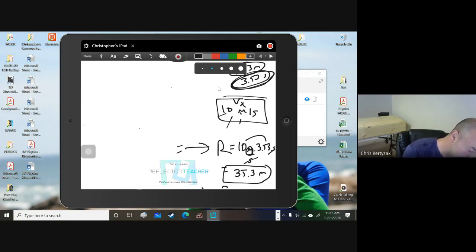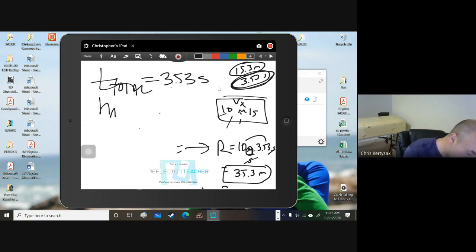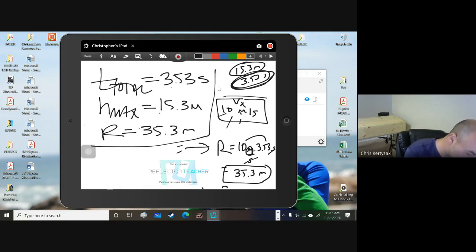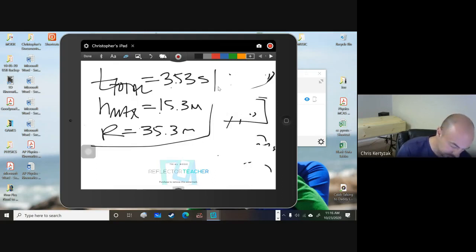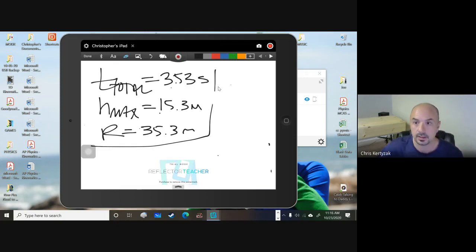So let's just see. We have the total time in the air was 3.53 seconds. The maximum height was 15.3 meters, and the range was 35.3 meters. Those are our results. So now in the last minute, if you were willing to stay with me for 1 minute, I know we're out of time. If you have to leave, you can, but it literally only takes me a minute.